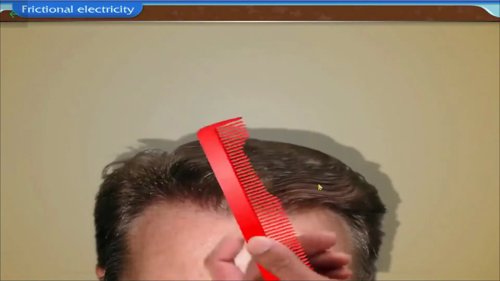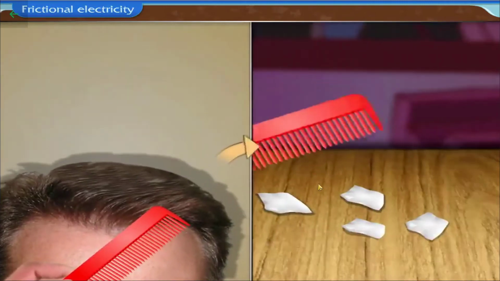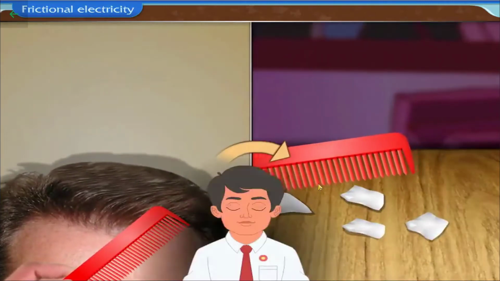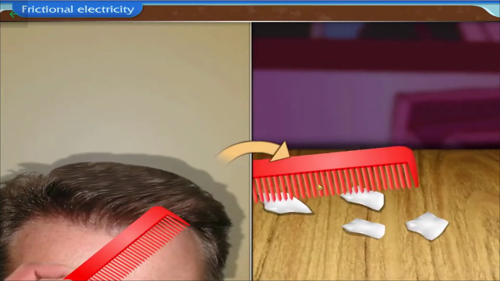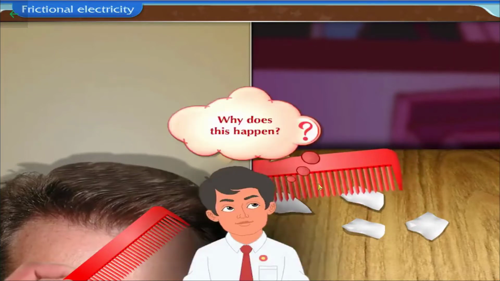Now again rub the comb on your dry hair, and this time wait for a few minutes. Bring it near to the paper pieces. What do we see? We see that this time the comb does not attract the paper pieces. Why does this happen? This is because electric charge remains on the object only for a short duration.